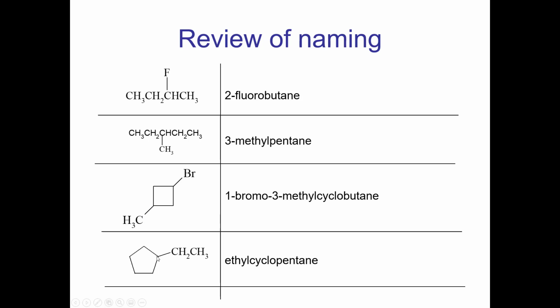And the same for this one. Our longest carbon chain is 1, 2, 3, 4, 5. So 5 carbons means pentane, and in a ring structure it means cyclopentane. We have 1 substituent group here, so it is ethyl cyclopentane. We don't need to number this because it's the only one here, okay? But you can call it 1 ethyl cyclopentane too.